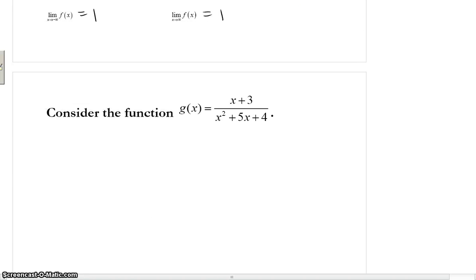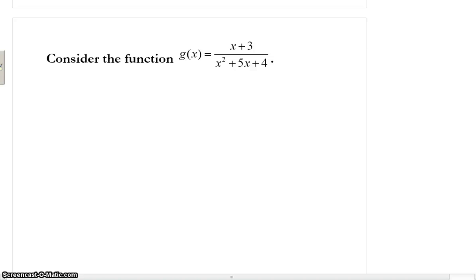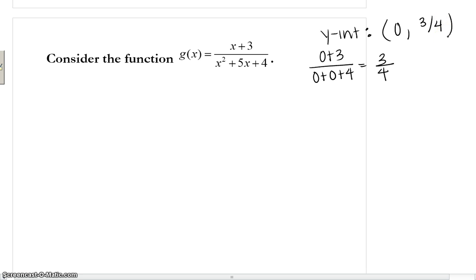Now flip over to the back. It says consider the function g of x is equal to (x + 3) over (x squared + 5x + 4). So the first thing that we can do is find our y-intercept, right? If we plug in 0 for x, we get (0 + 3) over (0 + 0 + 4), which gives you 3/4. So our y-intercept here is (0, 3/4).